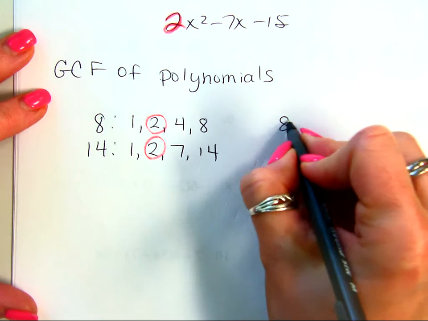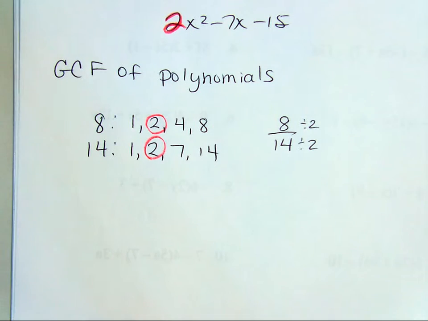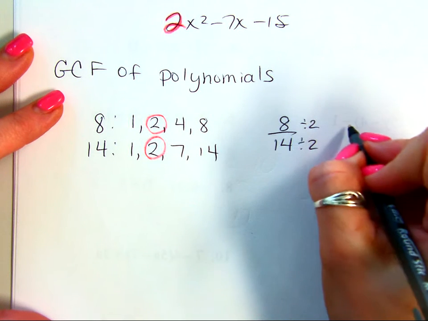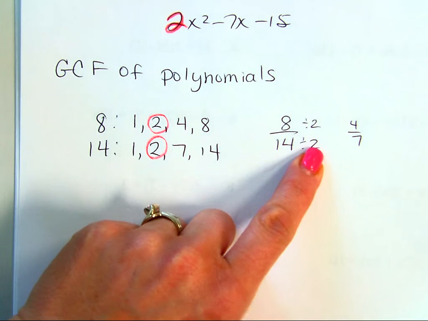And that's also what you would use to find a common denominator or to reduce, right? So this obviously would just be 4/7. And so GCFs come in handy a lot.